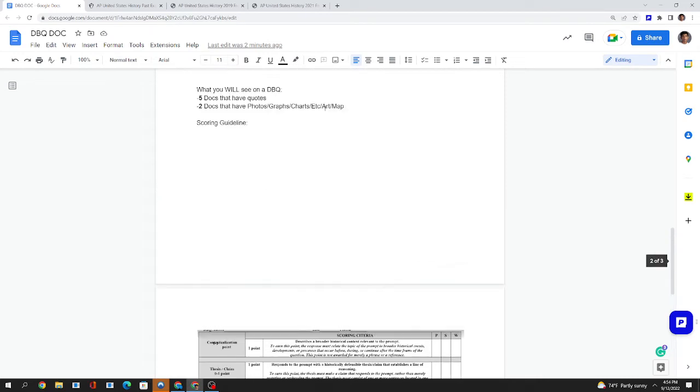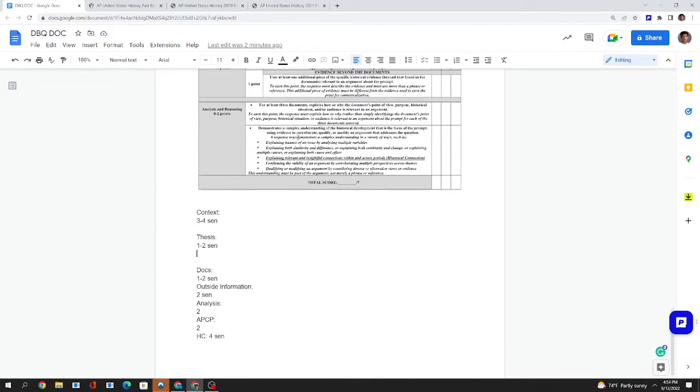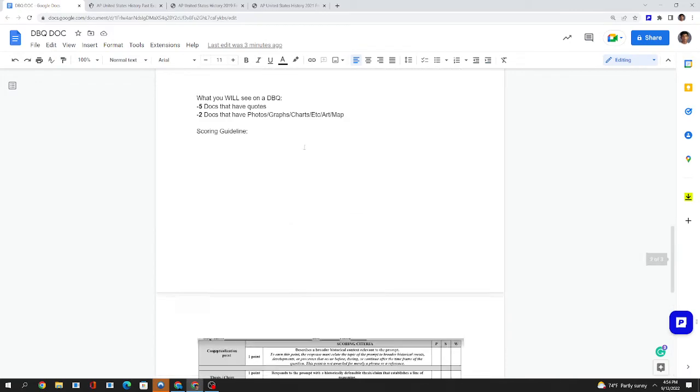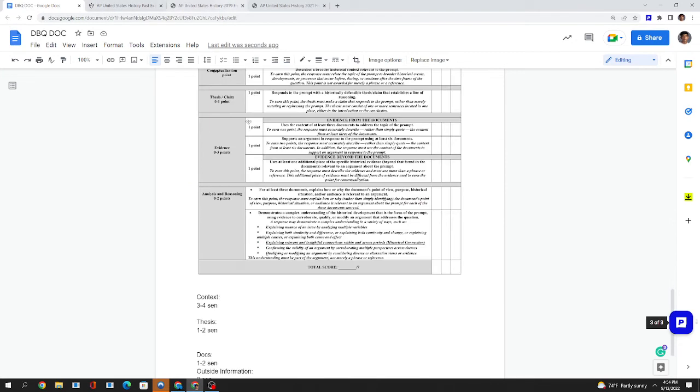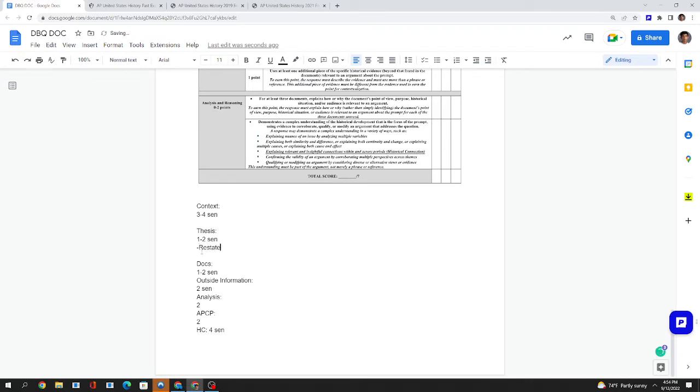Additionally, after restating the prompt, what you should be doing is explaining the why. Okay? So evaluate the progressive movement's ability to foster change in the United States between 1890 and 1920. Explain why or how, right? So what I'd say is basically this. I would restate the date. It's always good to have that. Restate the prompt. And then explain how, or why. And what do I mean by that?